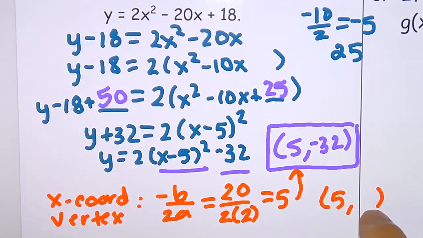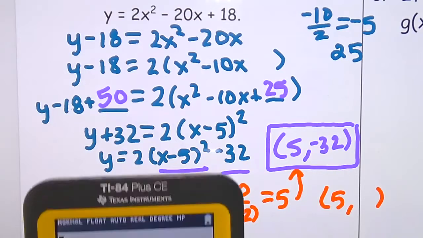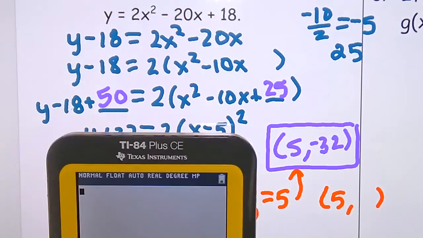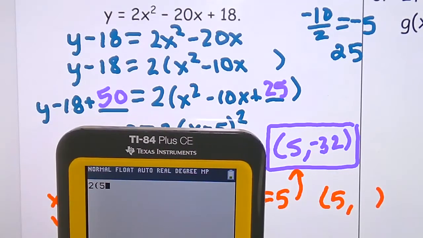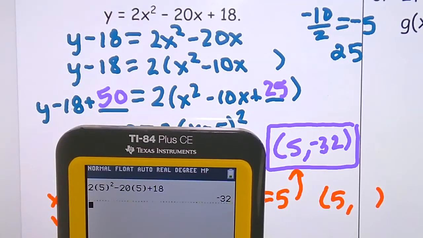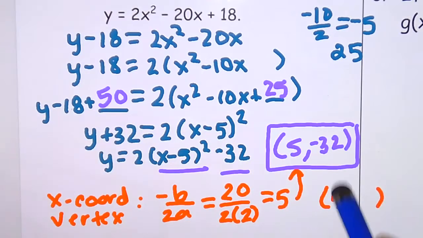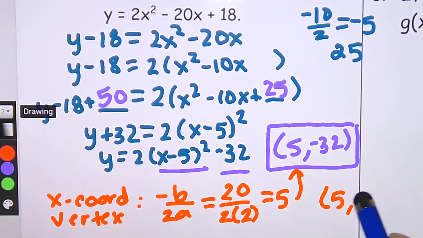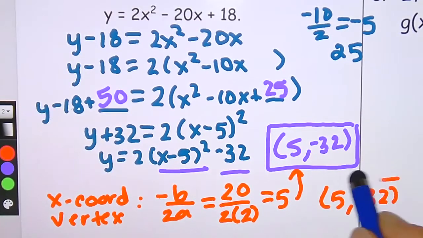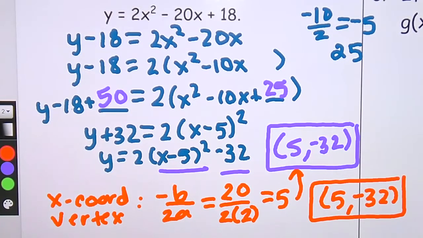To figure out the something, if I know an x and I need to find the y, I take this x, this 5, and I'm going to put it in here and see what I get out. So I'm going to take 2 times 5 squared minus 20 times 5 plus 18, and I end up with a negative 32. The same thing that I got there. So both of these ways work. It just depends on which way you're going to remember on a test.